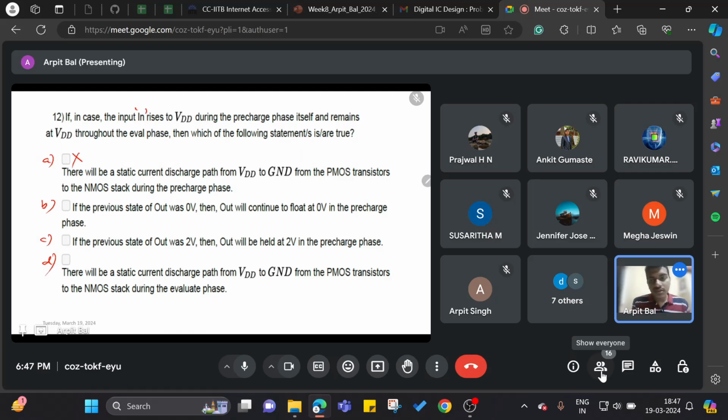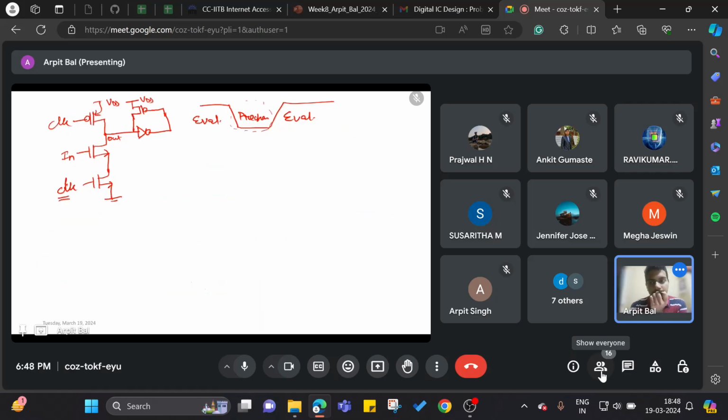Okay, so for option B, if the previous state of out was 0 volt, then out will continue to float at 0 volt in the pre-charge phase. Okay, and why not? In this circuit, there will be no floating output. It will be either 0 or 1. Okay, and why can you say this?